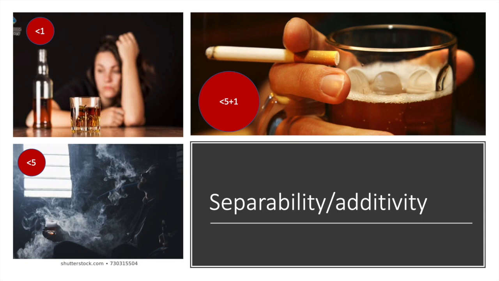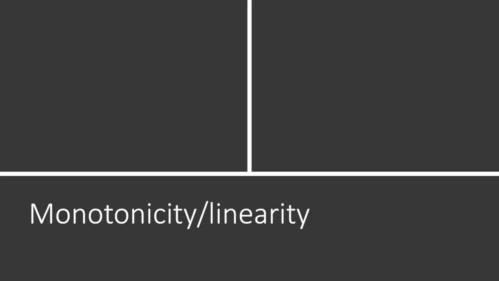Separability and additivity are the assumptions that we make. We treat things as if they were working in isolation, and we just add them up together. The other assumption when we are dealing with linear regression is monotonicity or linearity. They are a bit different. They're not exactly the same thing, but I'm going to talk about that.